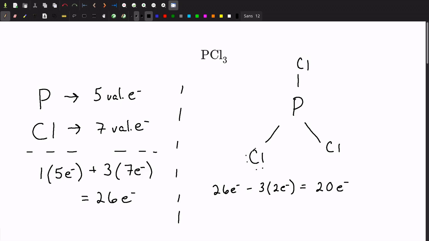We'll begin filling out the octets on our terminal atoms. We had 20 electrons to work with. We just used 6 electrons 3 times. We're going to have 2 electrons, 1 lone pair left over. That guy is going to have to go in the center. If we draw our bond dipoles, we're going to be pointing outward because we put the less electronegative atom in the center.